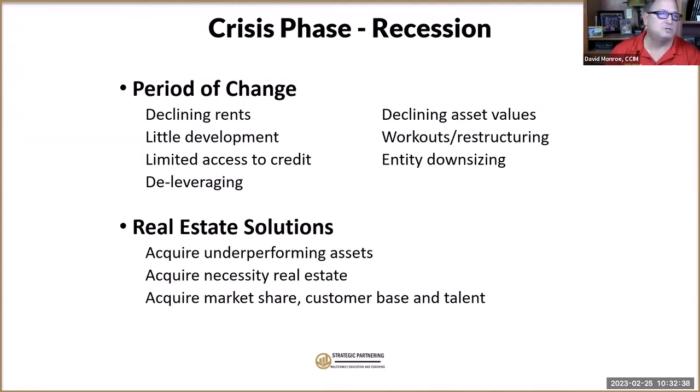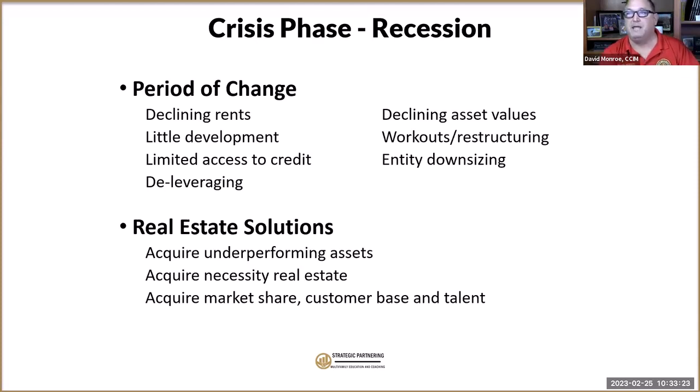So what are our solutions for the recession phase? Buy. Once we get into the recession phase, we're going to need to wait a little bit. You don't want to jump right in, but now is the time to start acquiring those underperforming assets. That's what we're looking for. With the master lease option method, we are looking for underperforming assets, owners that are tired, that are stressed out, that don't want to deal with this anymore. And we're not looking for an $80 million deal, a 5-property portfolio. That's not what we're doing. We're focusing from 5 units up to about 50, depending on your market. Start acquiring necessity real estate and acquire market share, customer base, and talent.